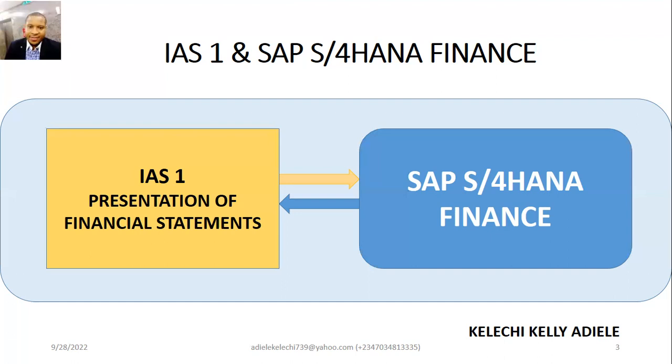in compliance with IAS 1. And in our subsequent sessions, we're going to look at other IASs. We'll probably look at IAS 12, IAS 16, to see how SAP S/4HANA is constantly complying with these standards and helping companies to provide reliable and fair information to support economic and financial decisions.